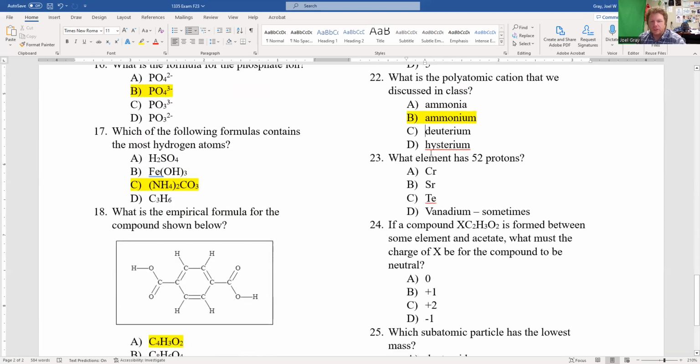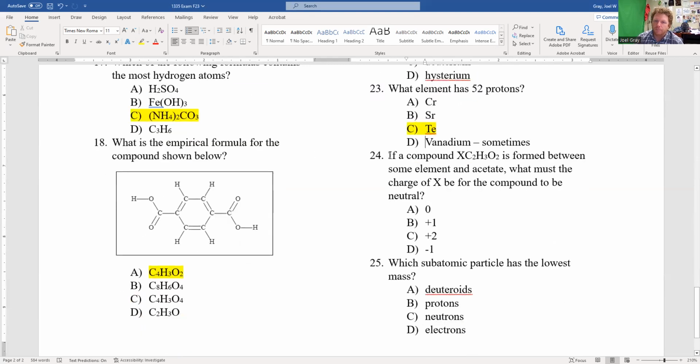What element has 52 protons? This is a matter of looking at the periodic table and just your general familiarity with it. What you should be looking for is the whole number 52. That's your number of protons. That's your atomic number. Whereas the other number, for instance with tellurium, 127.60, that is the average atomic weight or the mass number. So 52 is your number of protons, and the correct answer is Te, or tellurium.